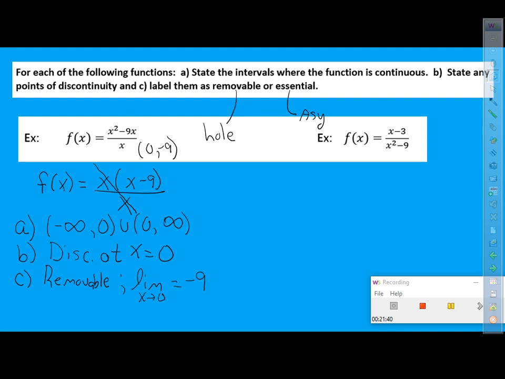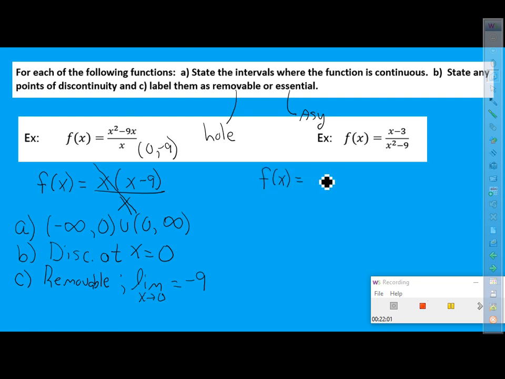So we answered quite a few questions there. But part A, we've done that before. That's the domain. Part B is just telling the point where there's a break. And then the difference was labeling it, instead of a hole or an asymptote, whether it's removable or essential. Move on to your next one.